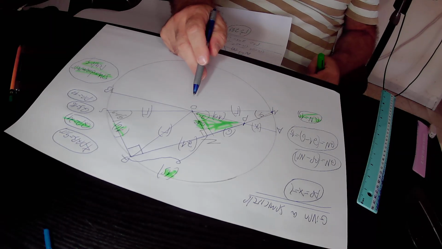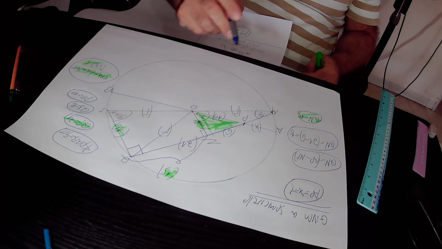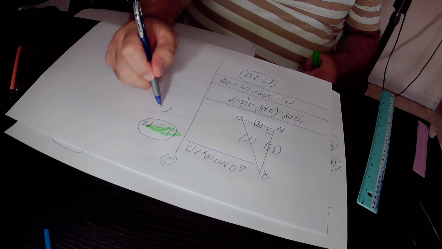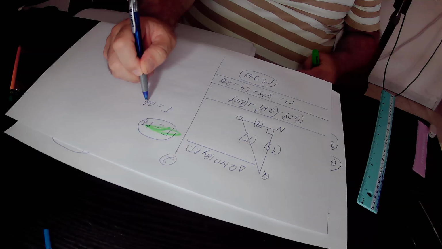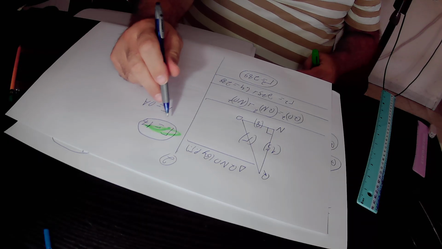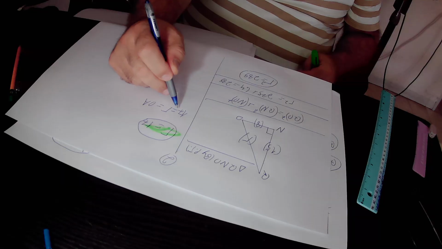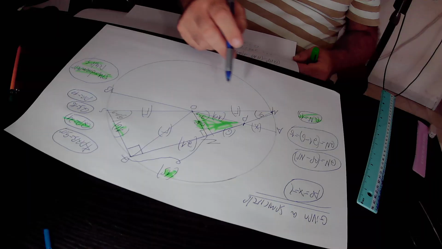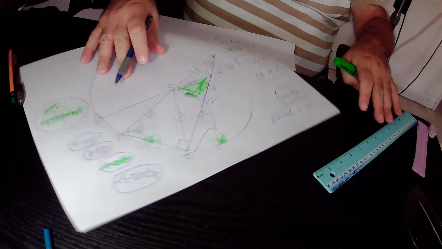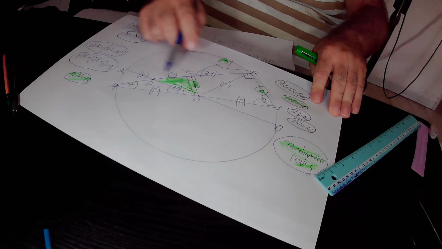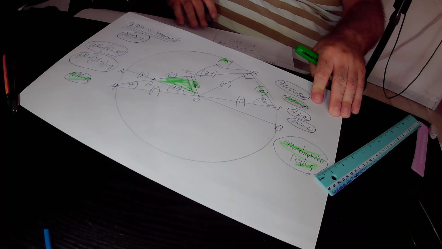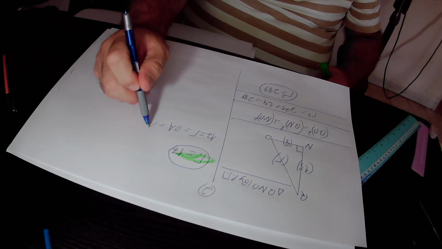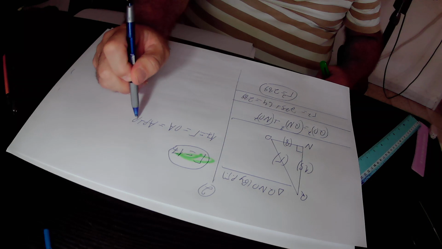OA is also the radius of this circle, that is equal to R. The radius of this circle is also OA, which equals R, and R equals 17. But OA also equals AP plus PO. Again, OA in total equals AP plus PO. So I write it down: OA equals AP plus PO.